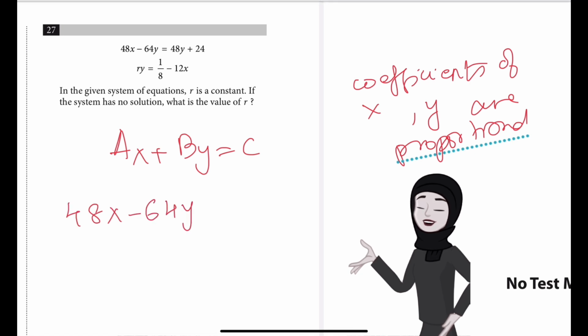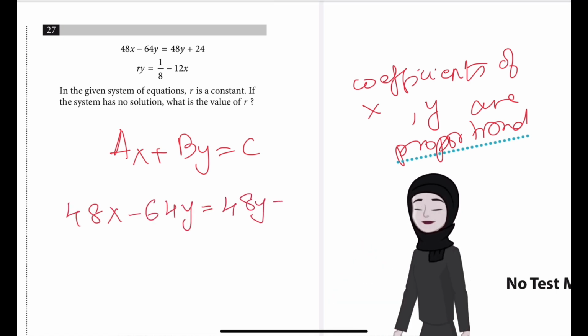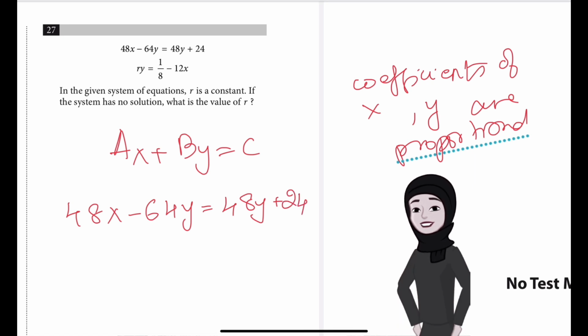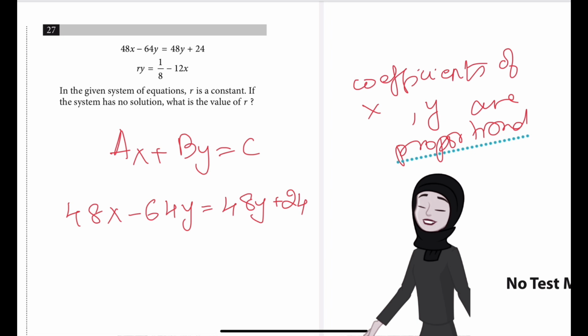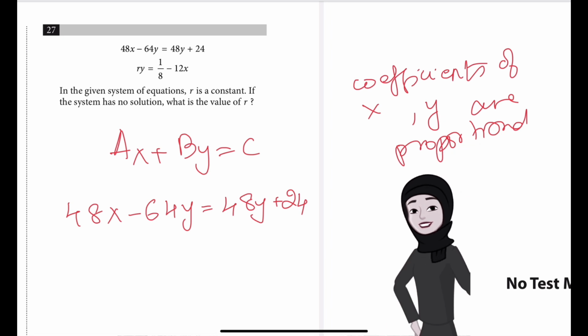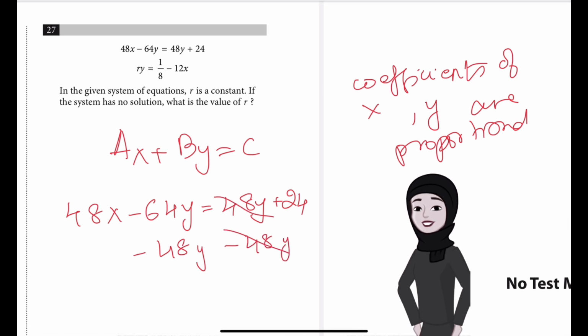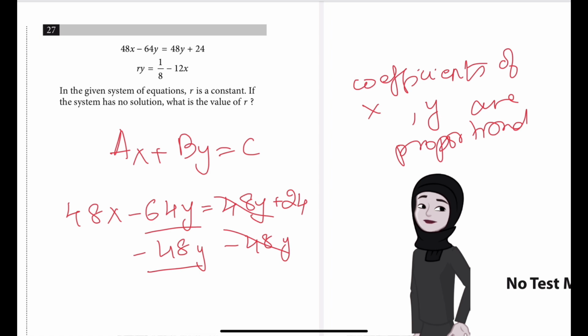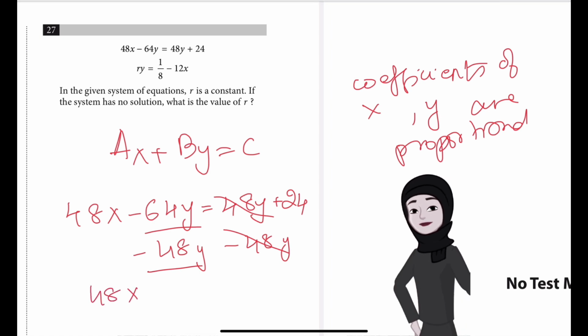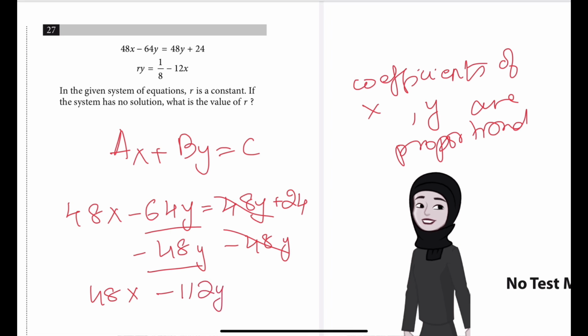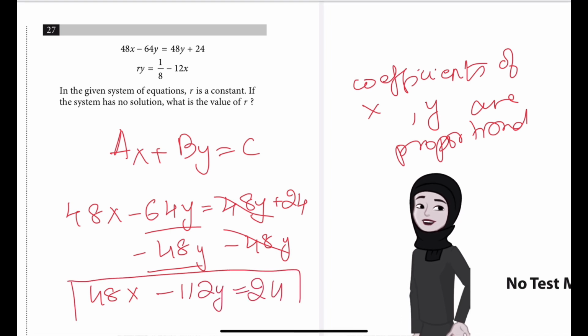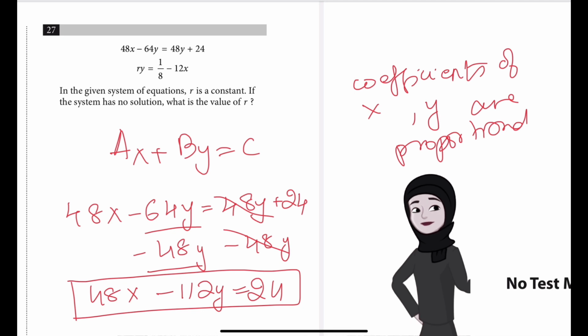So the first equation, 48x minus 64y is equal to 48y plus 24. We will put it in ax plus by is equal to c form. How to do that? We just subtract 48y on both sides. That way only the constant 24 will be on the right hand side. This will cancel out and then we can combine negative 64 with negative 48. So we will get 48x minus 112y is equal to 24. This will be the first equation in the ax plus by is equal to c form.